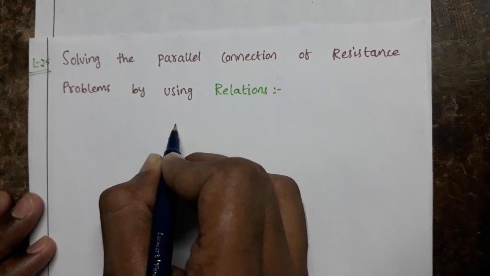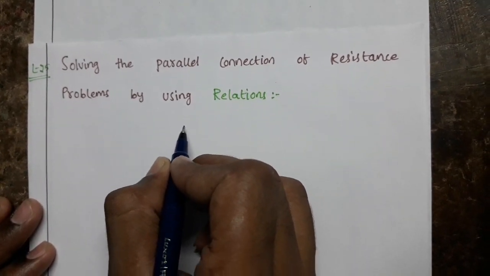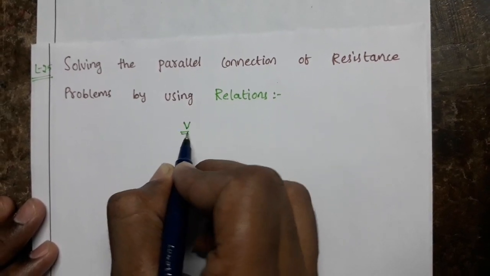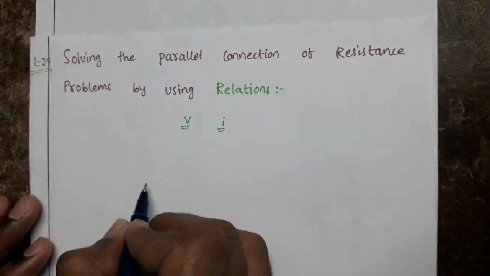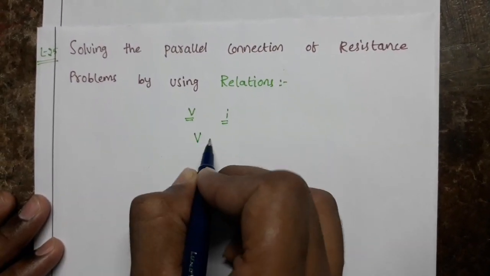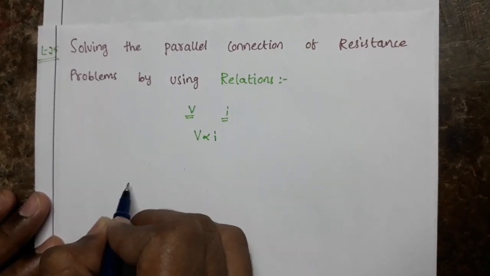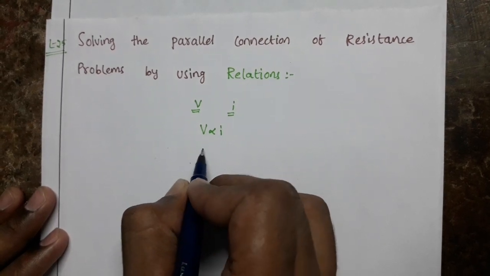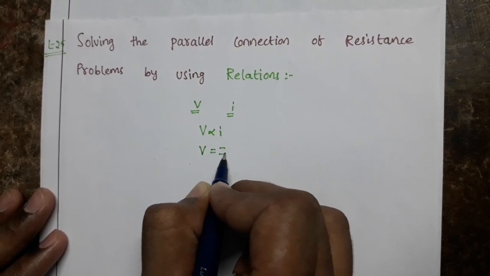We know by Ohm's law, current flowing through a conductor is proportional to voltage across it. Current is I. So, by this we know voltage is proportional to current. If we take the proportionality, we will get proportionality constant R, that is V equal to IR.